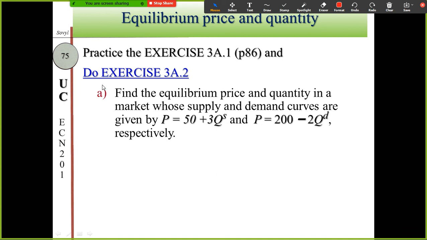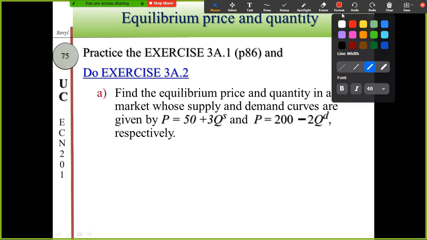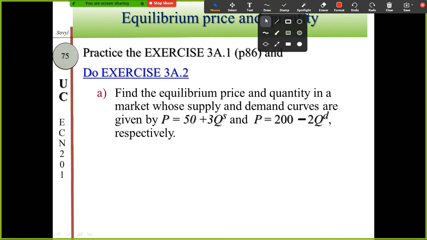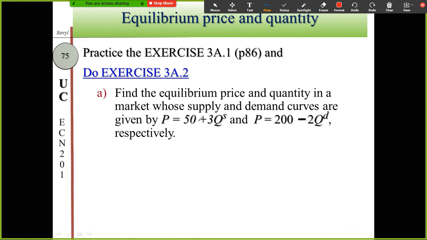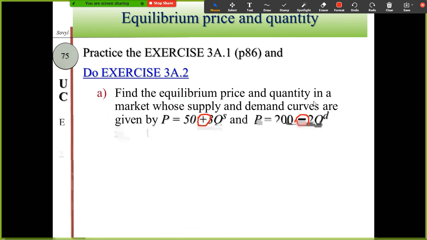3A.1 on this page, this is the extra, this is the other. Exercise 3A.2, you have 3 questions. A, find the equilibrium price and equilibrium quantity in a market whose supply and demand curves are given by this one. When you get plus QS, this is a supply curve, minus QD, this is a demand curve. Okay, so find the equilibrium price and equilibrium quantity in the market with the supply curve like this, demand curve like this.